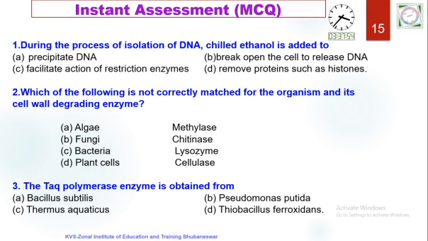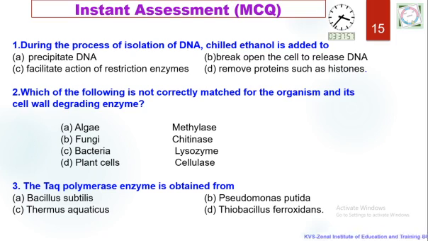There are certain questions for testing your understanding. Let's have a look. During the process of isolation of DNA, chilled ethanol is added to: options are given: precipitate DNA, break open the cell to release DNA, facilitate action of restriction enzymes, remove proteins such as histones. Which of the following is not correctly matched for the organism and its cell wall degrading enzyme? Algae, methylase; fungi, chitinase; bacteria, lysozyme; plant cell, cellulase.